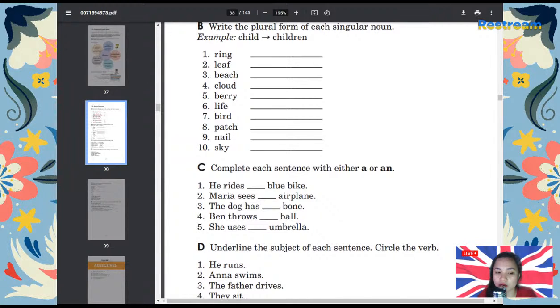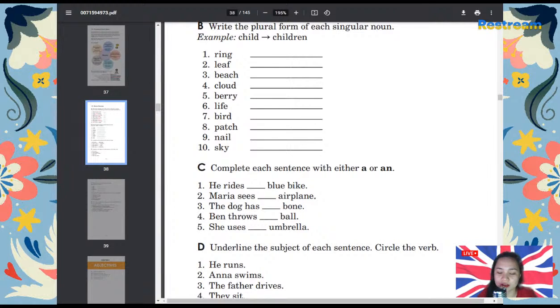Okay, next for number three. The dog has blank bone. The dog has blank bone. So we have the noun bone and it starts with the letter B. So what will we use? A or an? Yes, very good. So the correct answer is a. Good job, Dhruv. So it will be read as the dog has a bone.